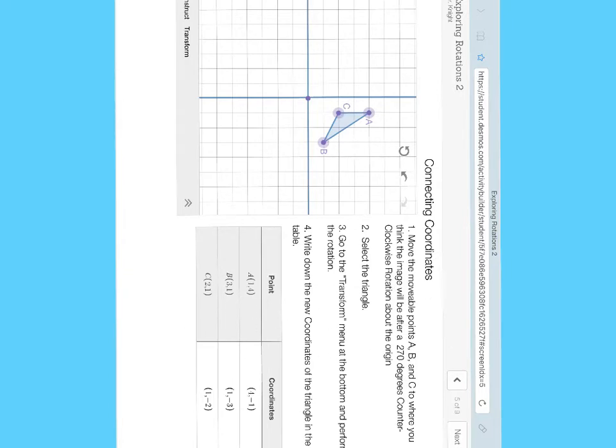I know that the picture's all funky, but just ignore this bit right here. Just ignore that stuff down there. So where are the coordinates? We've got A is at right 4, down 1. So A prime is at right 4, down 1, 4, -1. B is at right 1, down 3. So B prime is at right 1, so it's +1, and down 3. And C is right 2, down 1. So C prime is right 2, down 1.